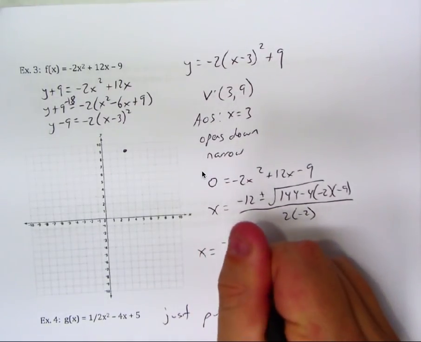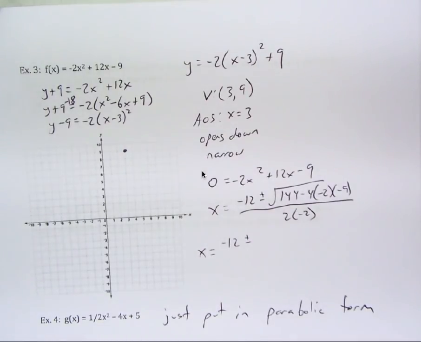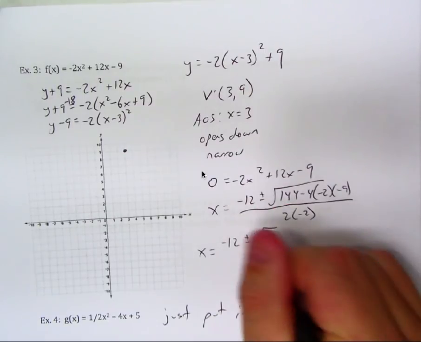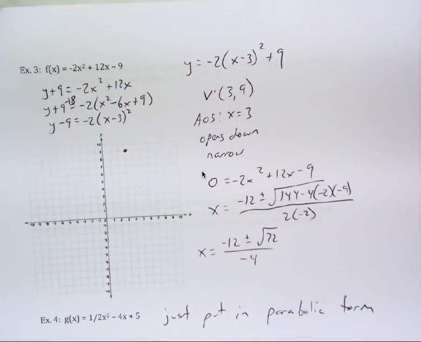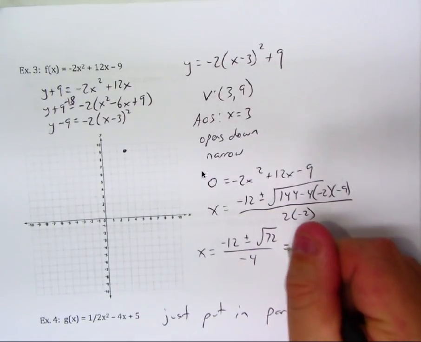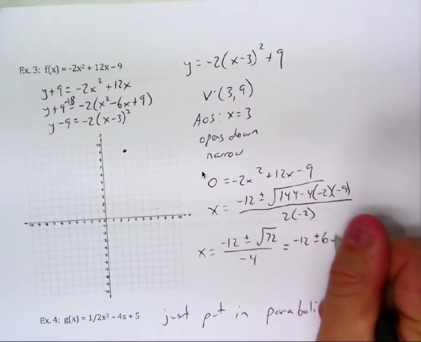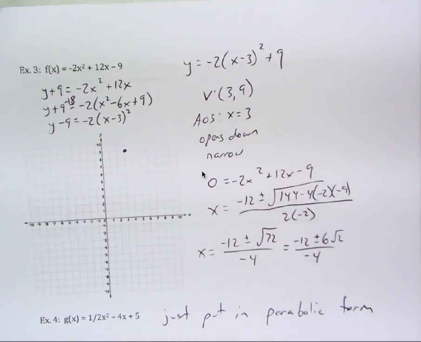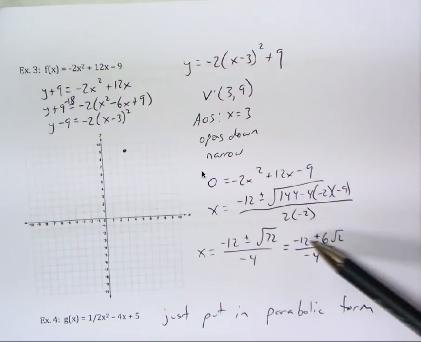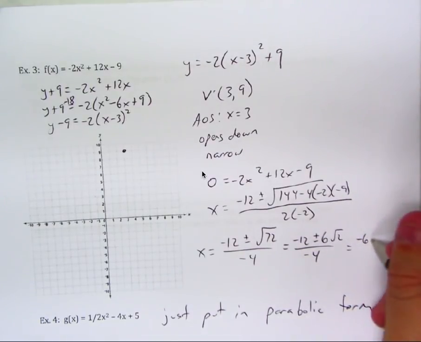Alright, so we have x equals negative 12 plus or minus, let's see here, minus 4 times 2 times 9. It's 72. Square root of 72. I could simplify the square root of 72. 36 goes into that. So this would be negative 12 plus or minus 6 radical 2 over negative 4. And to fully simplify, you could divide all of these integers by 2. So negative 6 plus or minus 3 square root of 2 over negative 2.